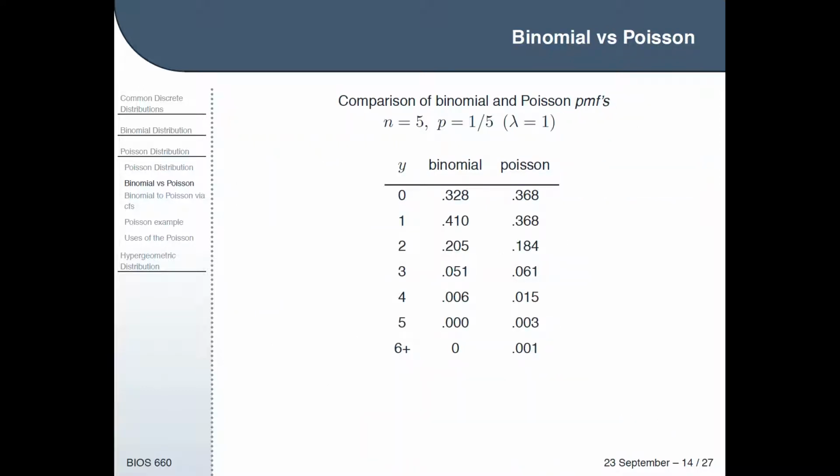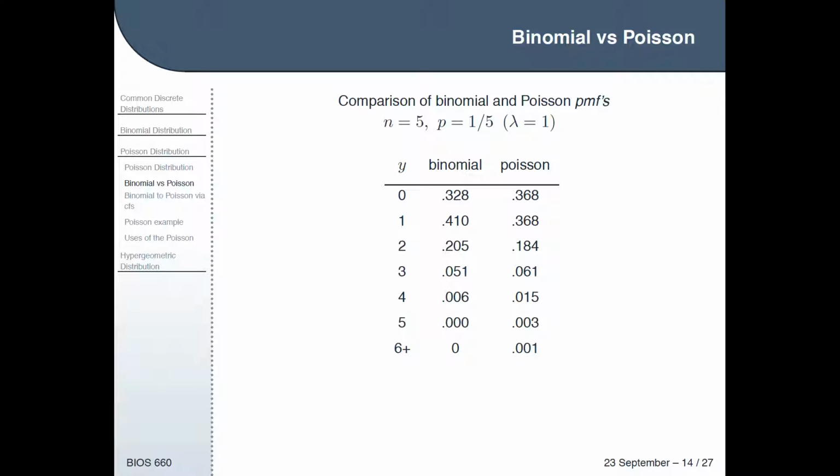So just to show that this works in practice, here n and p aren't even that large, but say we have a binomial with 5 trials and probability of success 0.2, versus a Poisson with rate parameter 1. Even for n and p fairly modest, you see that the Poisson probabilities are fairly close to the binomial probabilities.